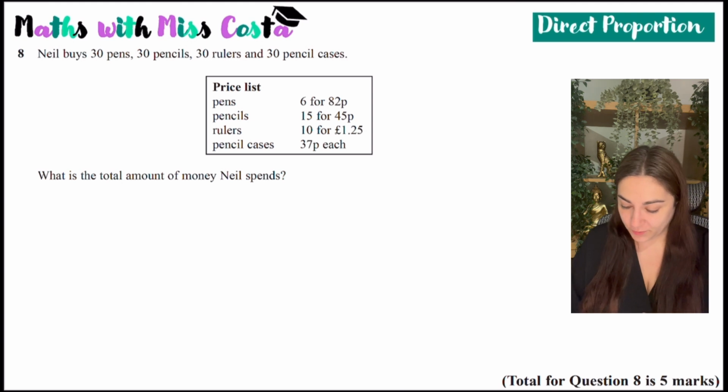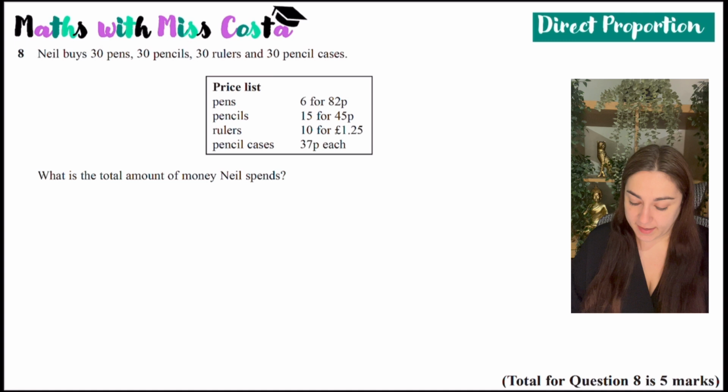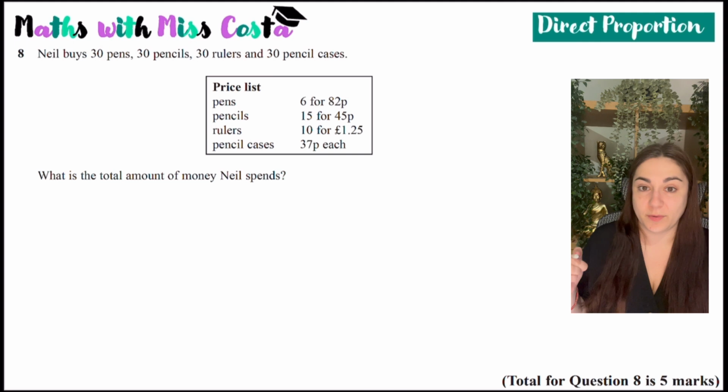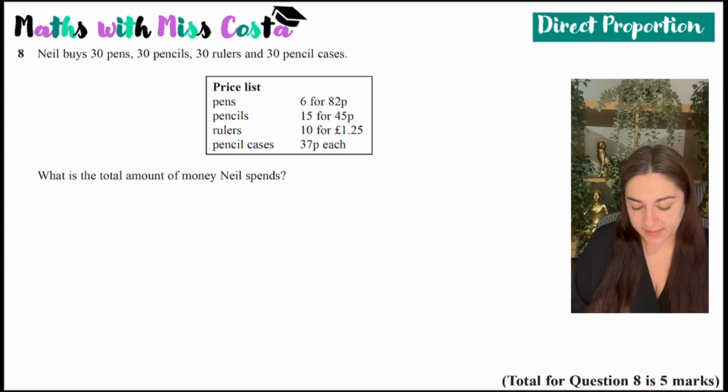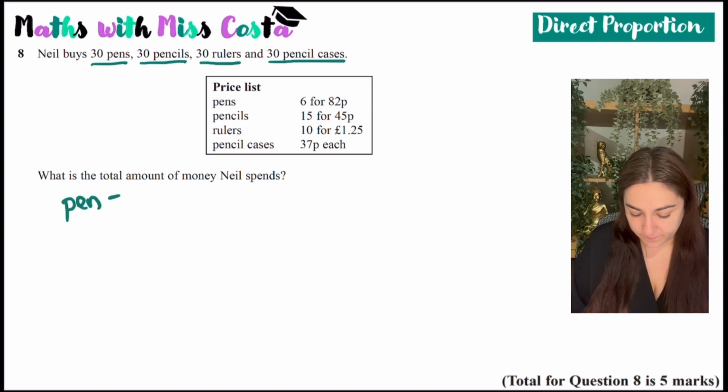Okay, now we've got a direct proportion question. So there's a few ways that you can do this. If there was a non-calculator paper question, I would probably do this differently. But because it's a calculator paper, the quickest way is probably to work out the value of 1 unit. So I'm told that Neil buys 30 pens, 30 pencils, 30 rulers, and 30 pencil cases. So a pen is 6 for 82 pence.